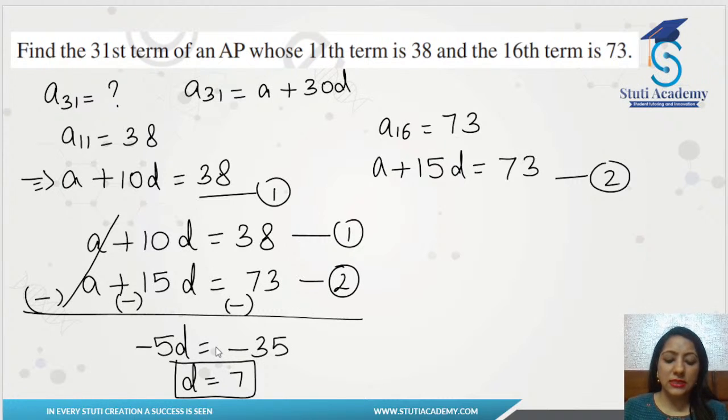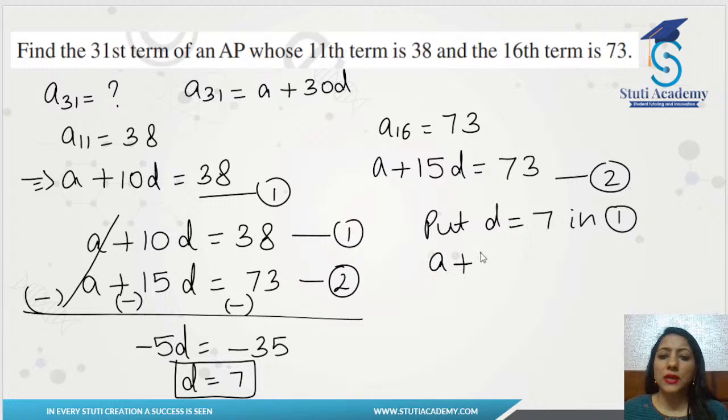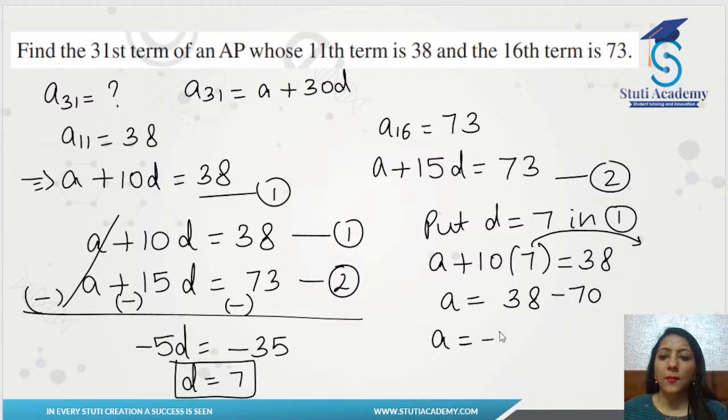Now we are going to take this D is equal to 7 and put it in either the first equation or the second equation. Any one of these we can put. That's how we are going to get A. So here I am going to put D is equal to 7 in the first equation. We will get A plus 10 into 7 is equal to 38. This will go on the other side and we will get A is equal to 38 minus 70. So A would be minus 32 here, and D is 7.